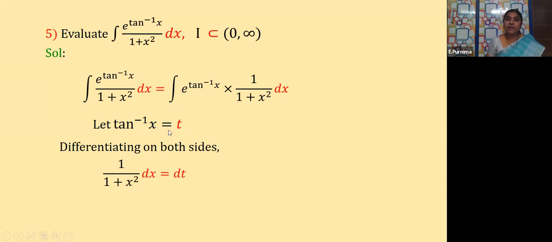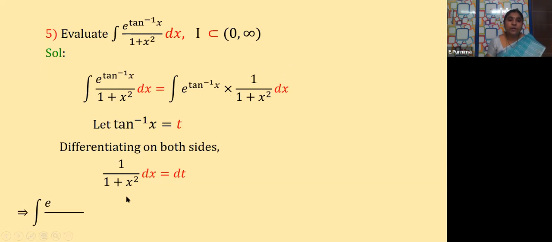As I said earlier, dt by dx is nothing but dx will go here. So we can directly write like this, children. 1 by 1 plus x square dx is equal to dt. So this whole term, 1 by 1 plus x square dx, now becomes dt. Clear? So now what is our function here?